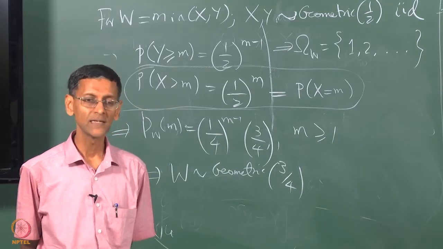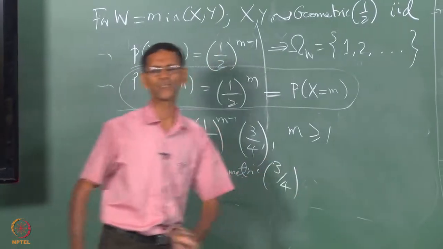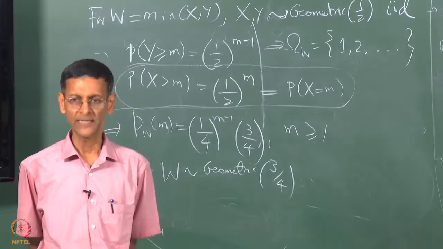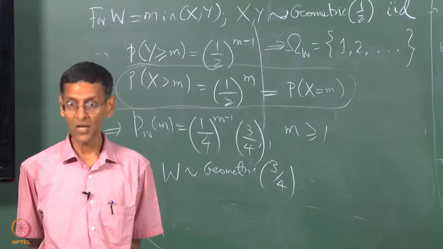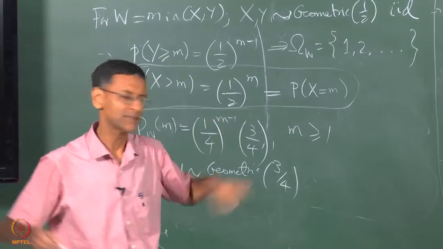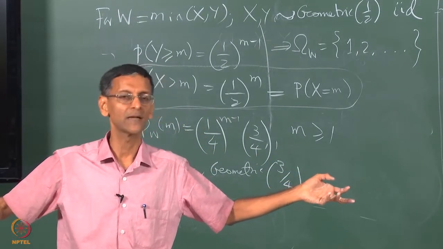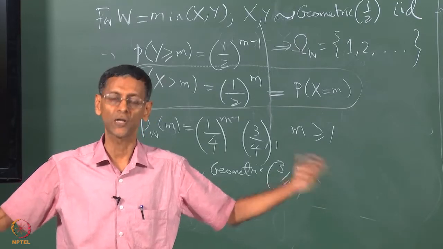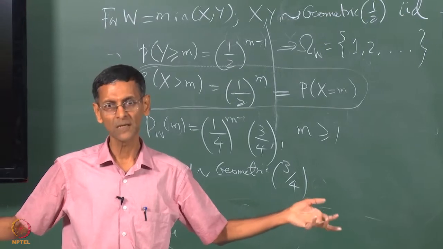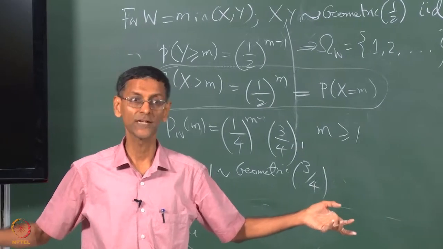So please, basically 3 by 4 is the probability of what? The probability of getting a head at any toss, either x or y. If you toss two independent fair coins, what is the probability of getting a head here or here? It is 3 by 4. That is the intuition I am asking you to get.